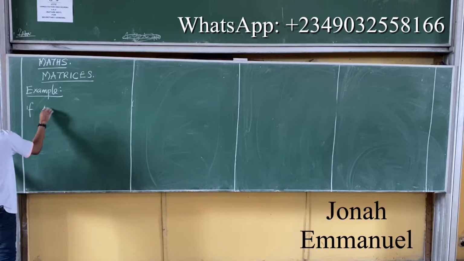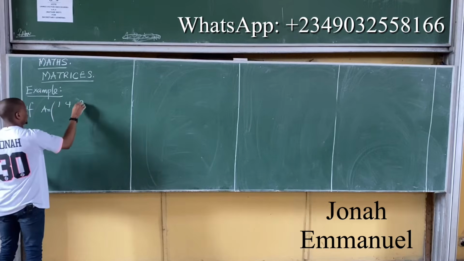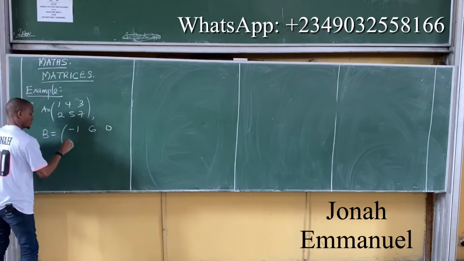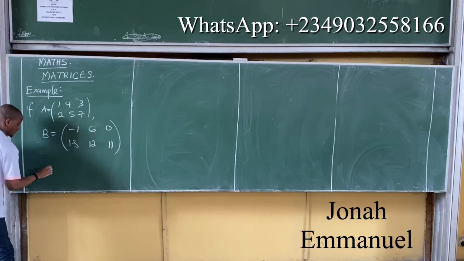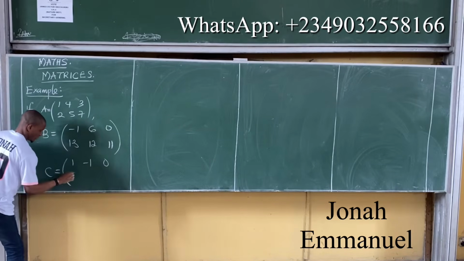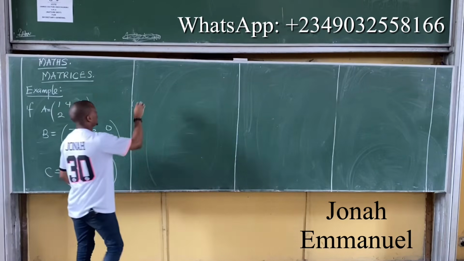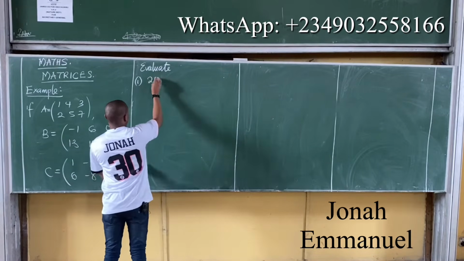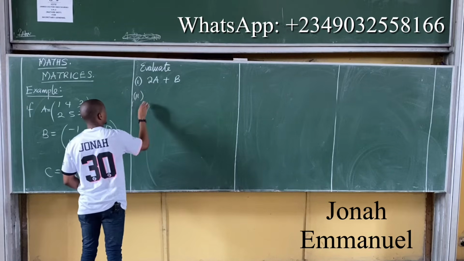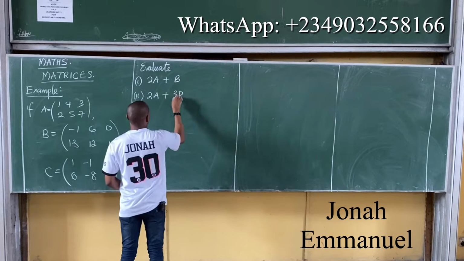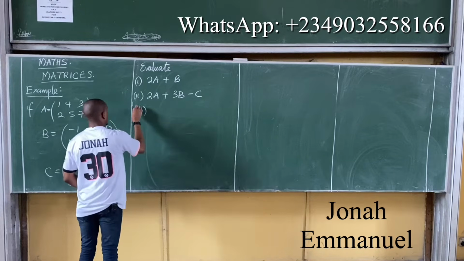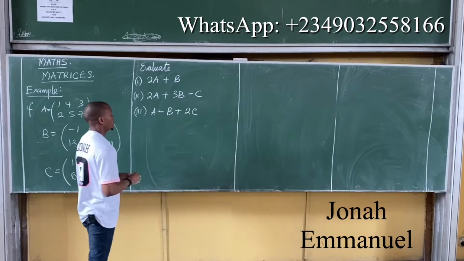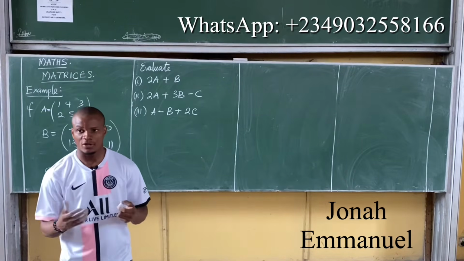Example. If A is equal to [1, 4, 3; 2, 5, 7], B is equal to [-1, 6, 0; 13, 12, 11], and C is equal to [1, -1, 0; 6, -8, 9]. Evaluate number 1, 2A plus B. Number 2, 2A plus 3B minus C. Number 3, A minus B plus 2C. Let's play with this, okay? Just get the concept.